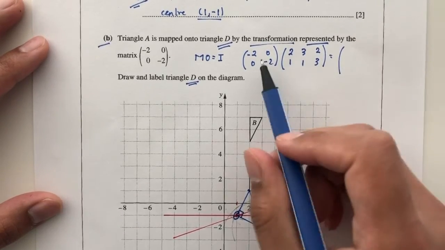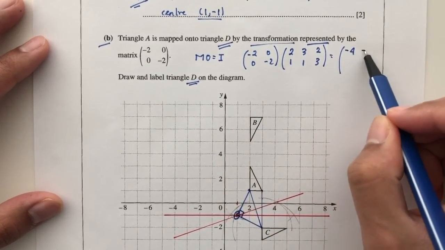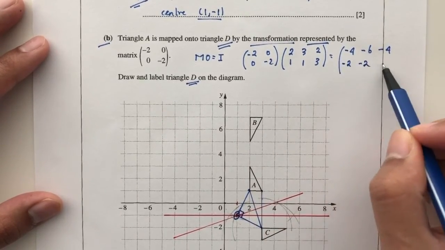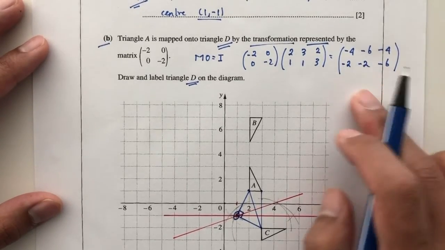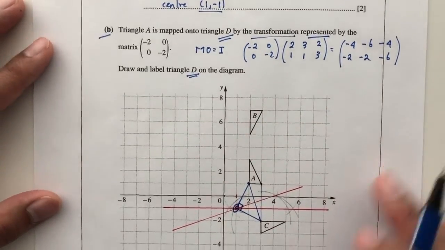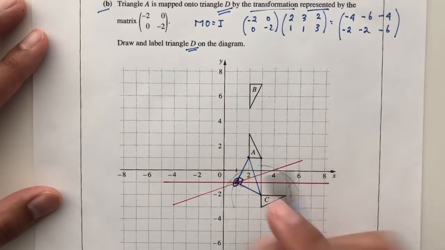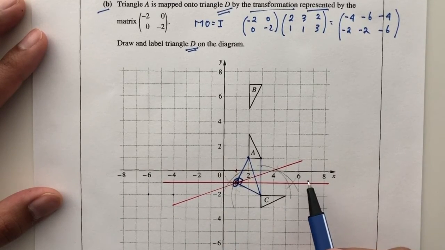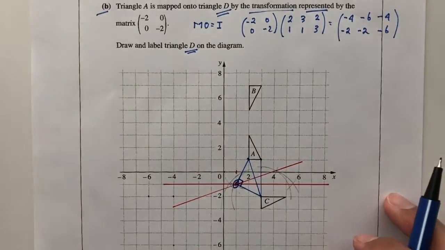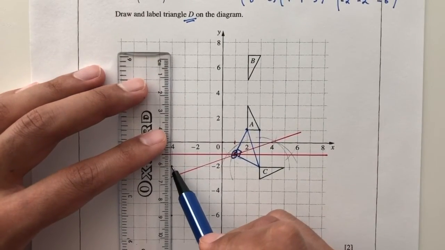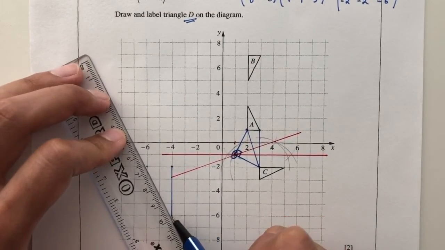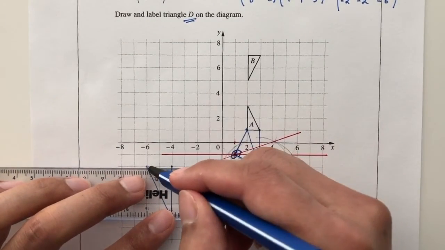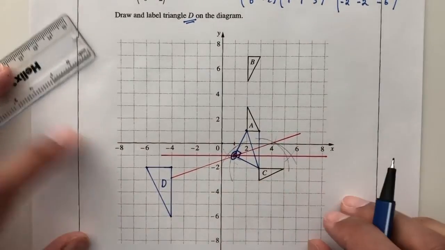Now let's find the image. So this will be -4, -6, -4, and you have -2, -2, and -6. Okay, this is the image of A under this transformation. So let's plot this down. So -4, -2, that will be here. -6, -2, that will be here. -4, -6, that will be here. So just join the points and label this triangle as triangle D for the question, part B. And that is only for 2 marks. Okay, label D. That's done.